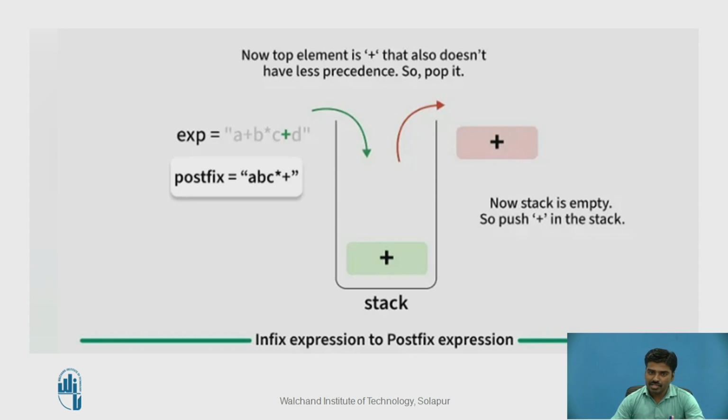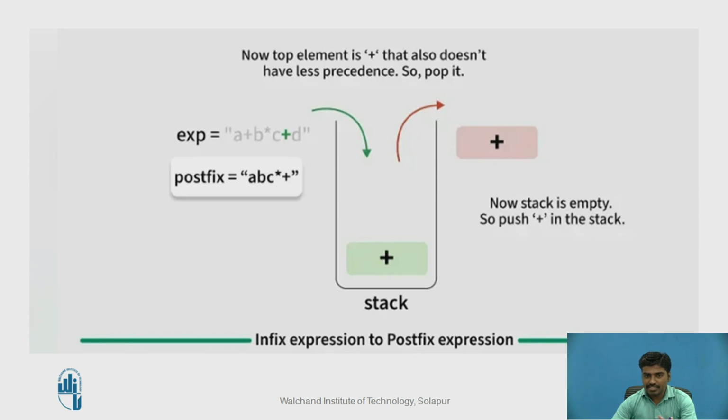Then the other one is plus, which has the same priority, and plus is left associative. This rule is very important. Listen carefully. The stack contains the plus and your next operator is plus. So both have the same priority, but plus is left associative, so you have to pop the plus also.